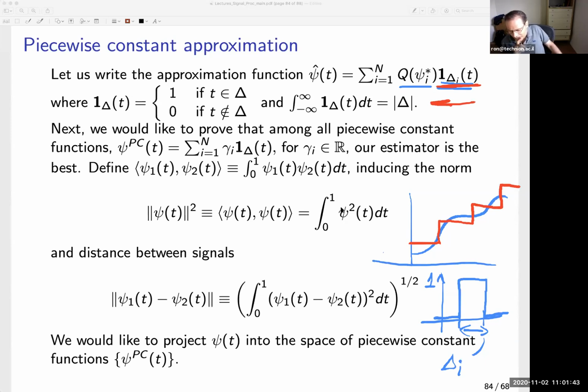And then what we would like to prove is that among all possible piecewise constant functions, what would be the best way of representing my function? I mean, what should be my gamma 1 here, my gamma 2 here, etc., etc. And recall that we are allowed to use only k such gammas, okay?